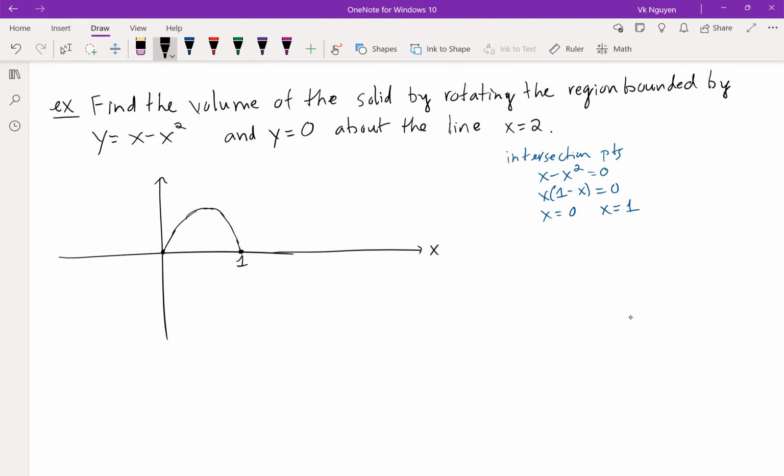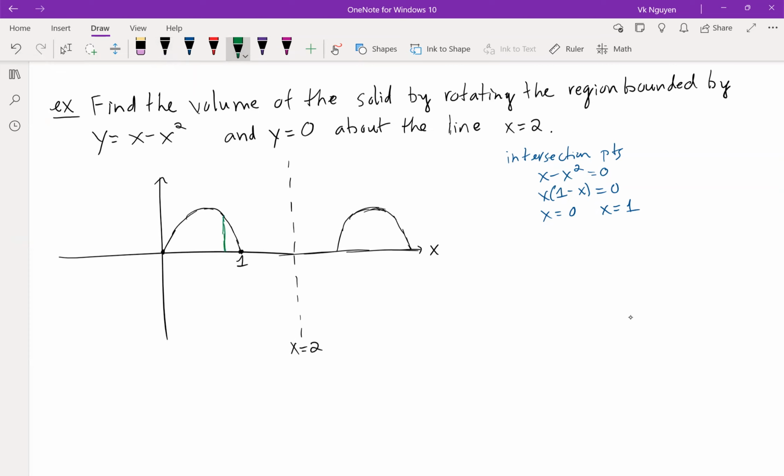We rotate about the line x equal to 2. So this is the line x equal to 2 right here. Then we're going to get something like this. And there's the reflection on the other side. And we don't want to use the washer method because it is not possible to solve for x. So we have to use a shell. And that is the sample shell.